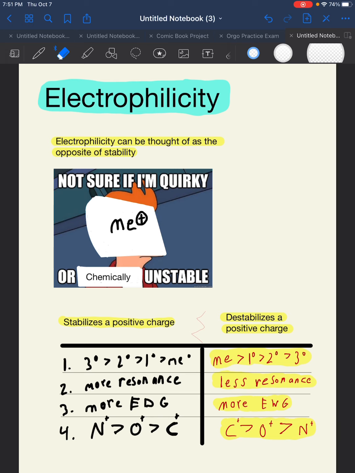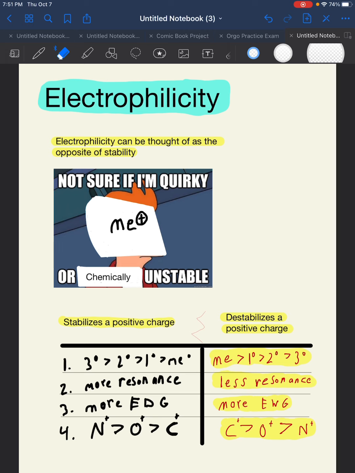So today I thought we'd be talking about electrophilicity. So what exactly is electrophilicity? Well, electrophilicity is basically just reactivity. The more electrophilic something is, the more reactive it is. So how can you think of electrophilicity to actually tackle some problems on an exam?